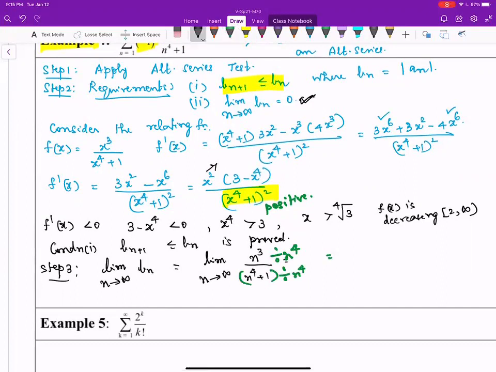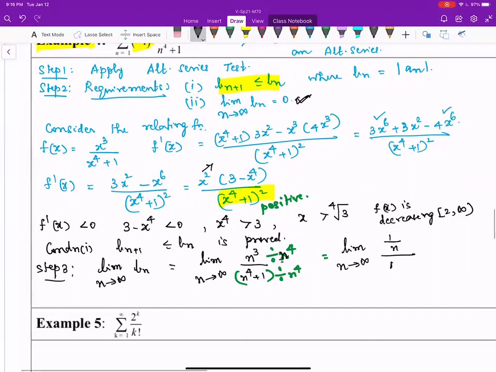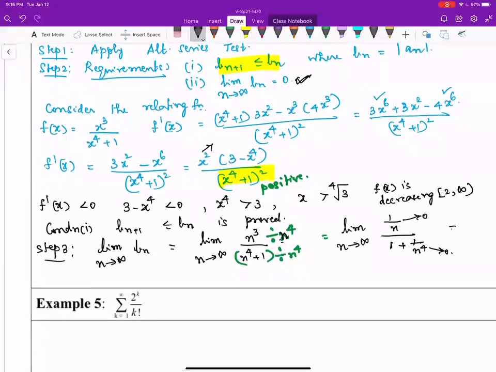it will be the limit as n approaches infinity of n cubed over n to the power 4, which gives us 1 over n, and n to the power 4 over n to the power 4, which is 1, plus 1 over n to the power 4. So this is 0, this is 0 as well. It is 0 over 1, which is equal to 0. Thus, condition 2 is also established. Condition 2 is proved.